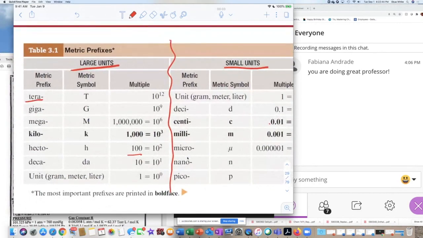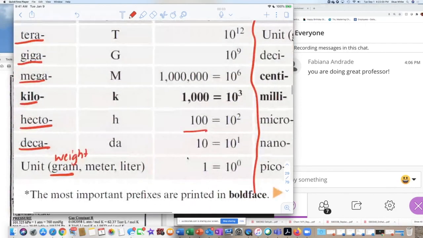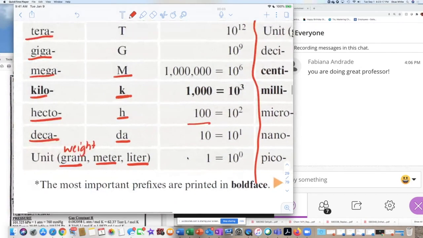These prefixes here, tera, giga, mega, kilo, hecto, deca, these will accompany the more common base units we use. The common base unit we use here for weight or mass is gram. So you can have kilogram, megagram, decagram, hectogram, or meters, kilometers, megameter, very rarely ever used, liters, kiloliters, okay?